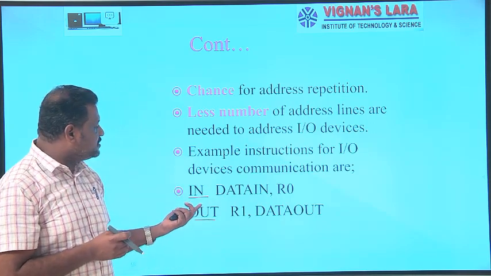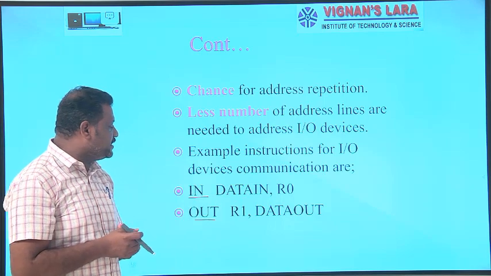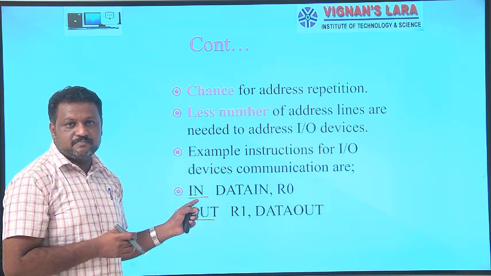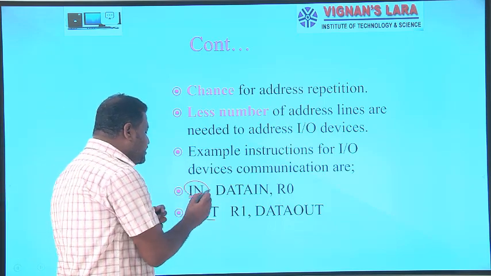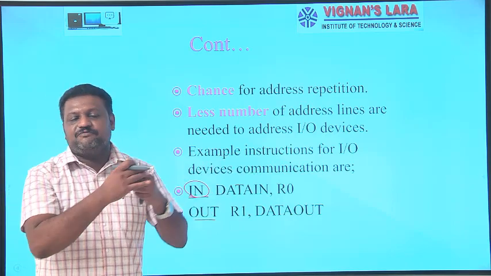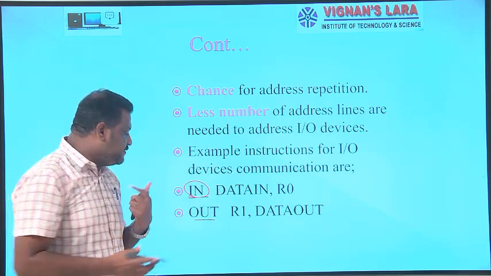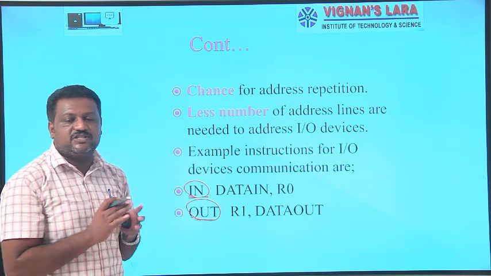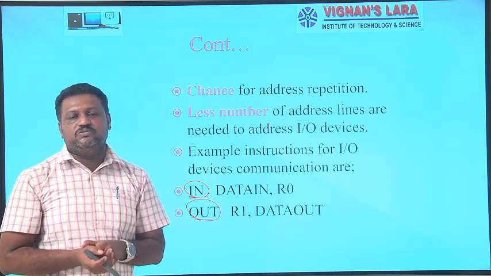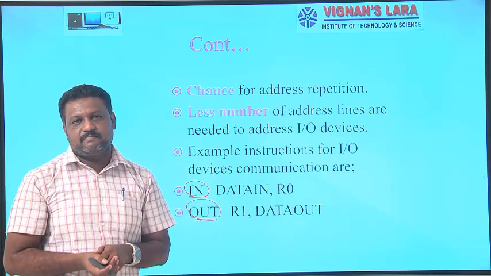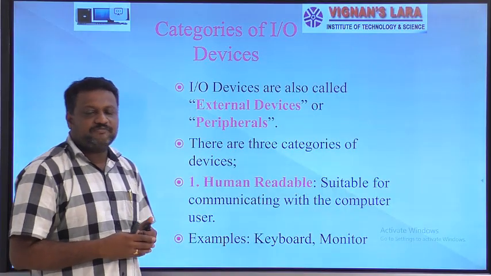And coming to the last, the example instructions for IO communication are in and out. Whenever you find in, that is used to read data from an input device. And wherever you identify out, that instruction is used to transfer data to an output device.